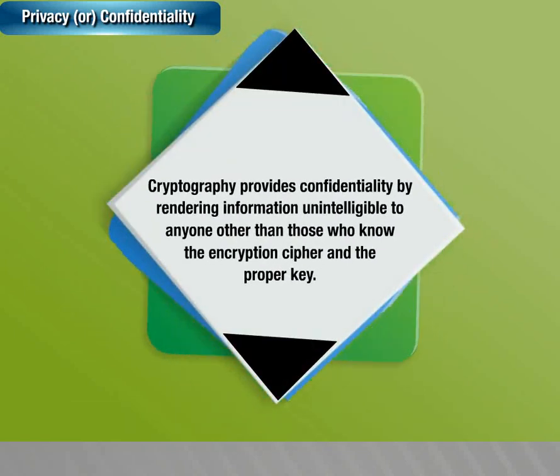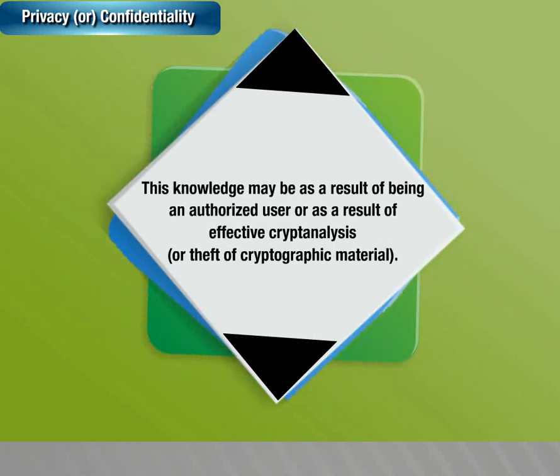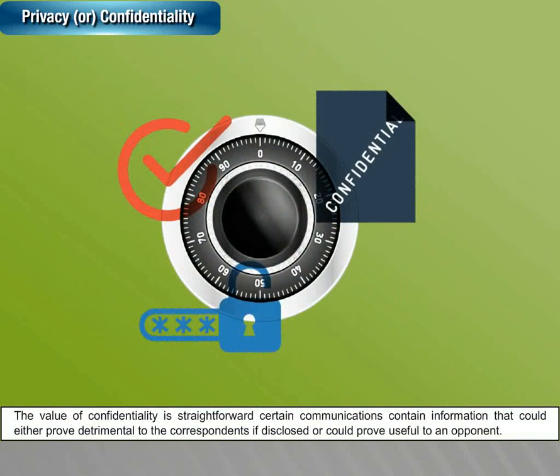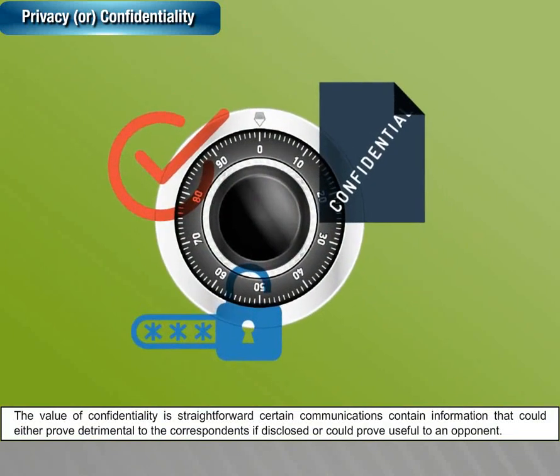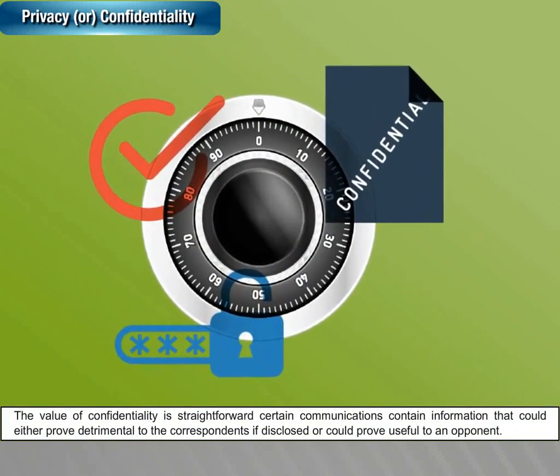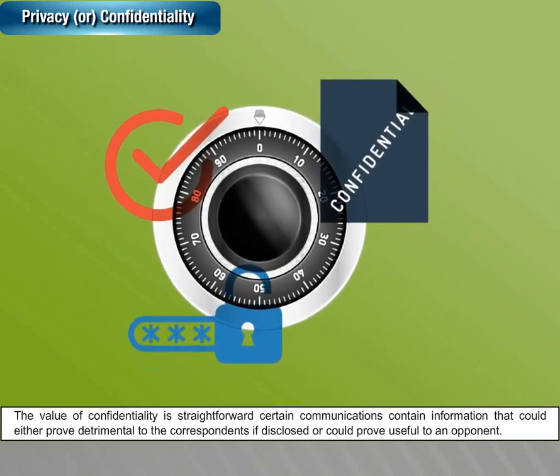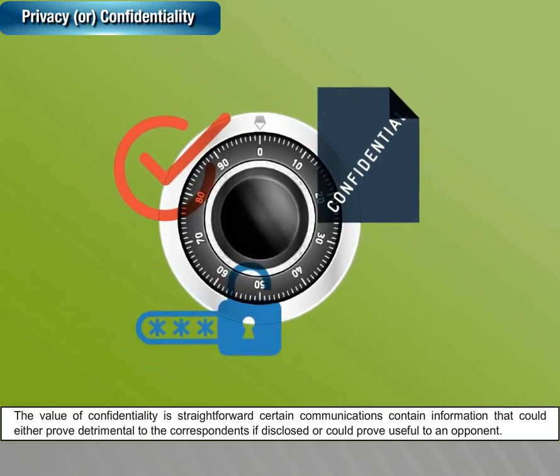Cryptography provides confidentiality by rendering information unintelligible to anyone other than those who know the encryption cipher and the proper key. This knowledge may be as a result of being an authorized user or as a result of effective cryptanalysis or theft of cryptographic material. The value of confidentiality is straightforward. Certain communications contain information that could either prove detrimental to the correspondence if disclosed or could prove useful to an opponent.